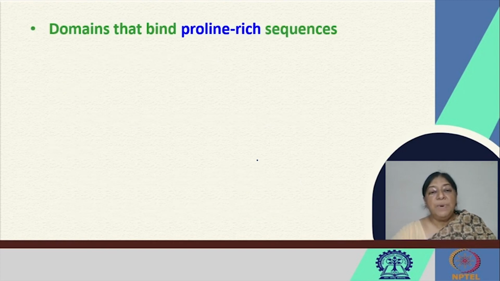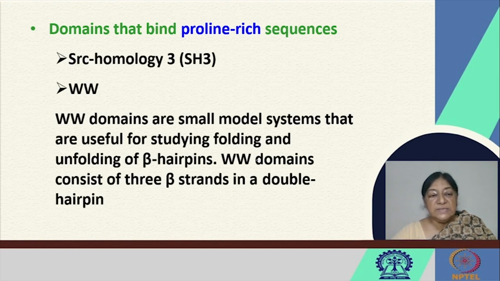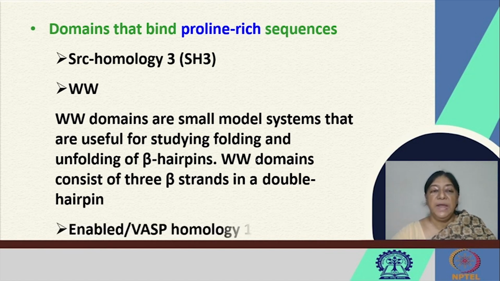The domains that bind proline-rich sequences, an example, are these WW domains. The WW domains are small model systems that are useful for studying folding and unfolding of beta hairpins, and they consist of 3 beta strands in a double hairpin. And we have the Ena/VASP homology.